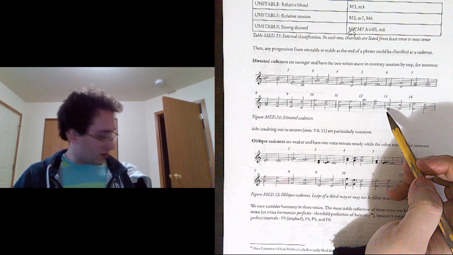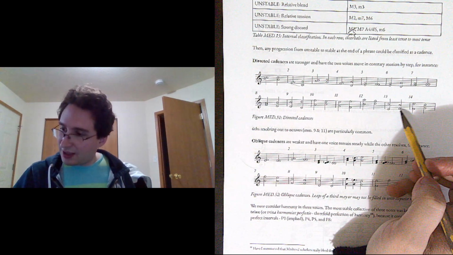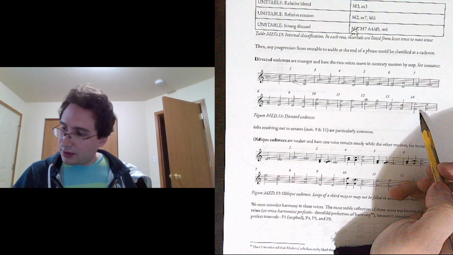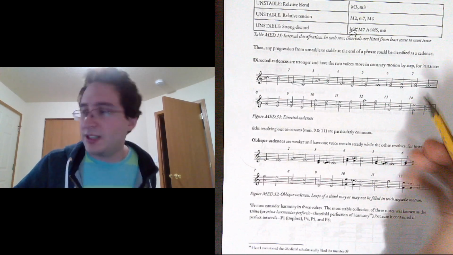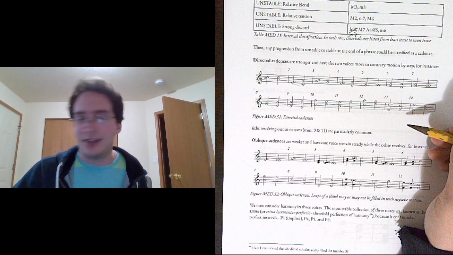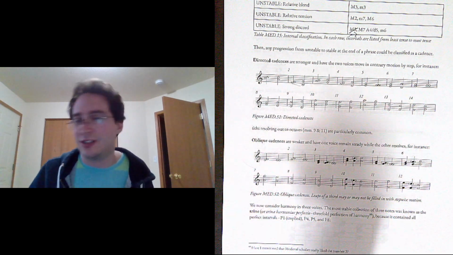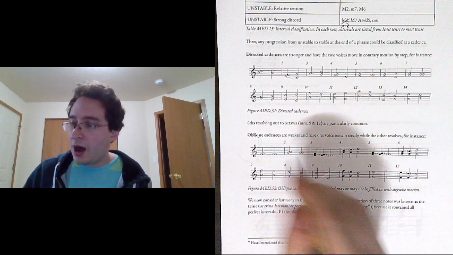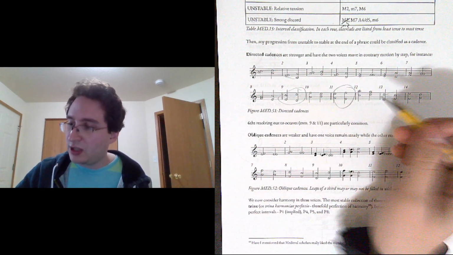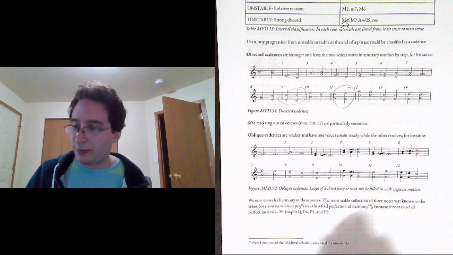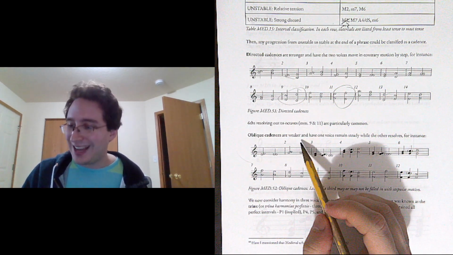Then we have our minor seventh, major seventh. Really, those have to come into fifths, because if you tried to move them outward by step, you'd get a ninth, which is a second, which is not stable. So sixths resolving out to octaves is what you're going to see most of the time, but these are all of the possibilities. Oblique cadences are weaker.